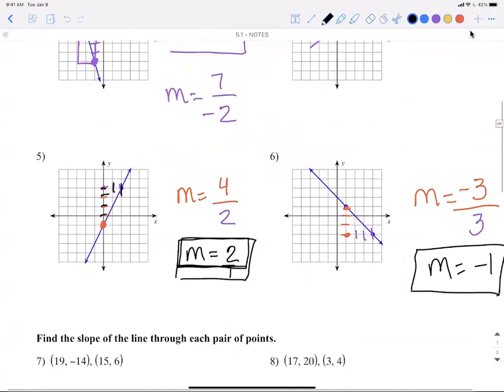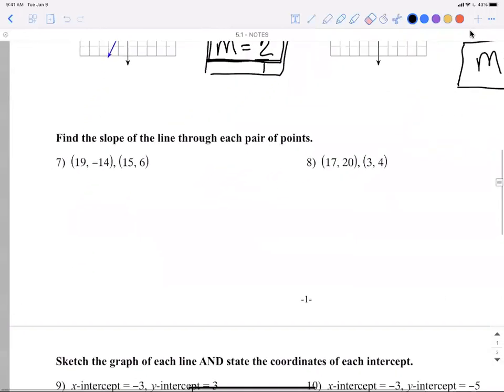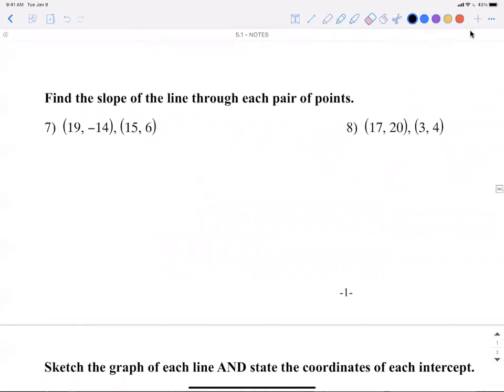Notice on all these graphs, we were given 2 points on the graph. And we were able to calculate our change in Y by counting and our change in X by counting. Well, here we're given 2 points, but instead of doing it visually on a graph, we're going to do it mathematically by using an equation that boils down to the change in y over the change in x.